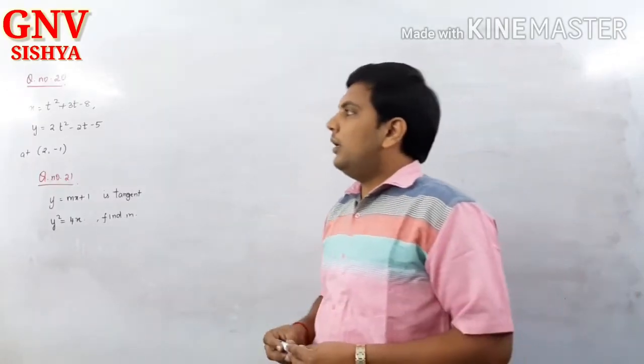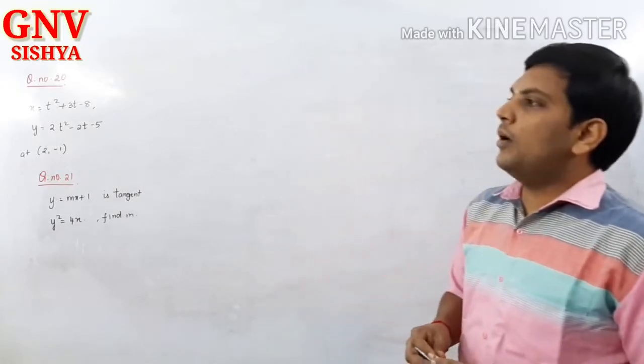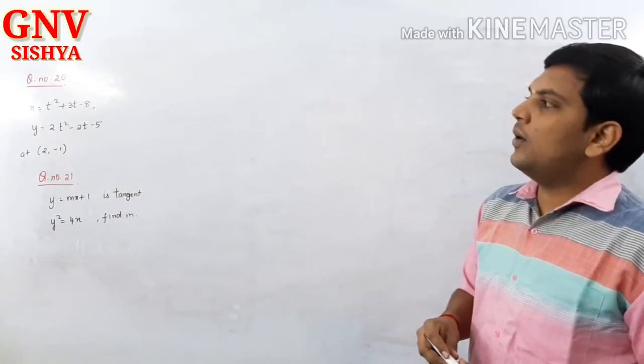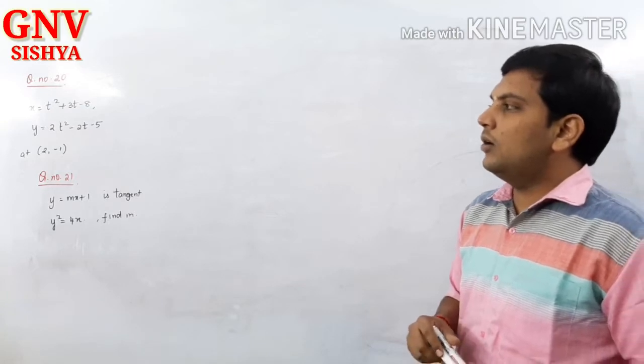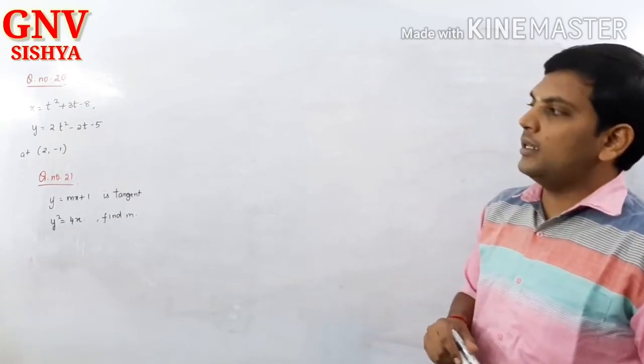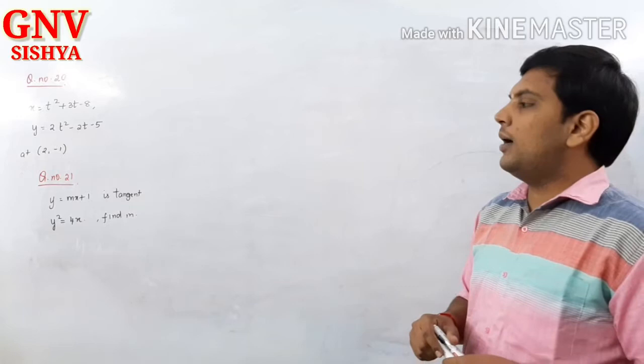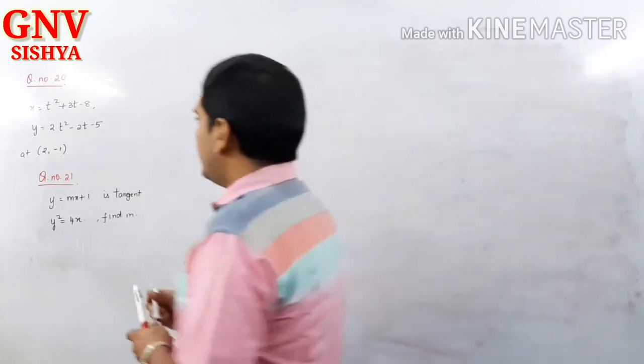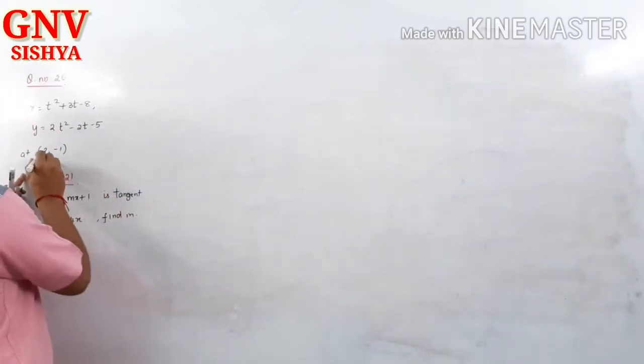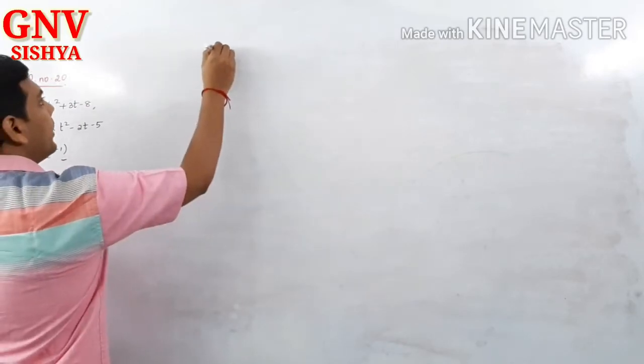Let me go with question number 20. Find the slope of a tangent at x equal to t square plus 2t minus 8 and y equal to 2t square minus 2t minus 5, at 2 comma minus 1, they are saying. So first let me find the common point between the two. Here the x and y values are given. So x is equal to 2.